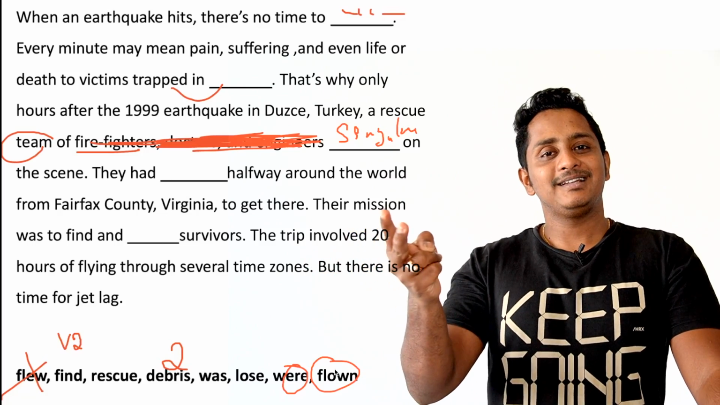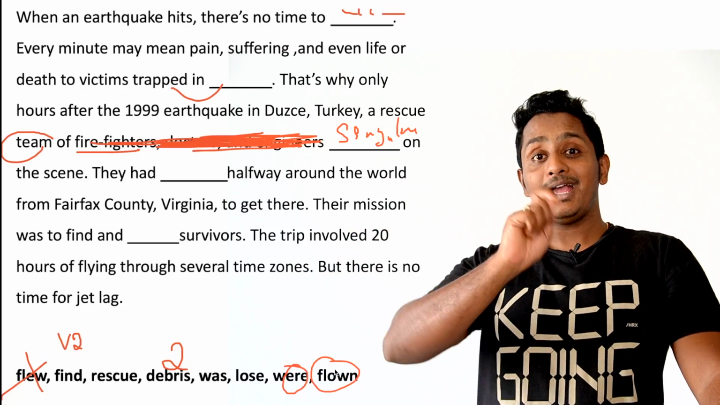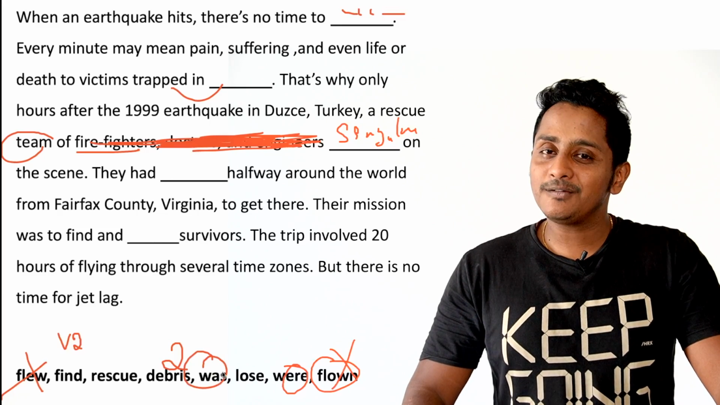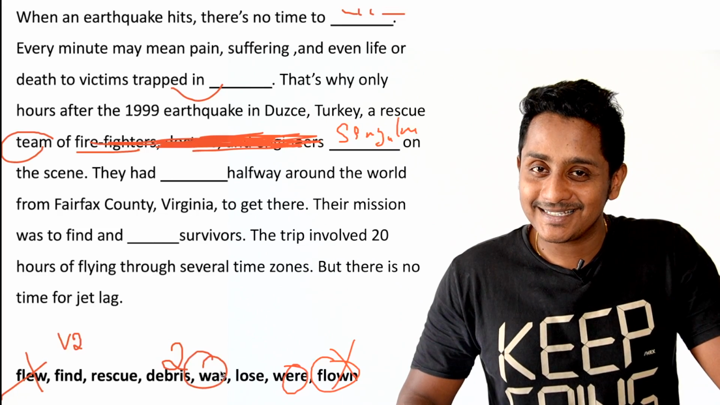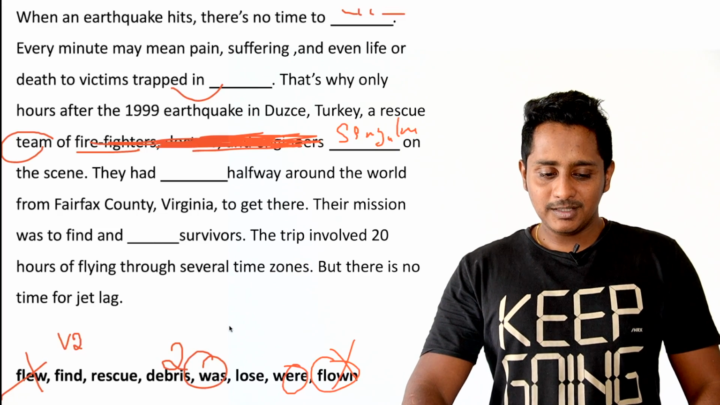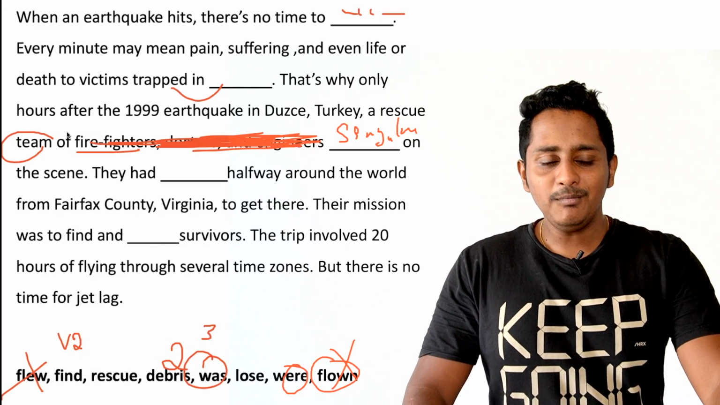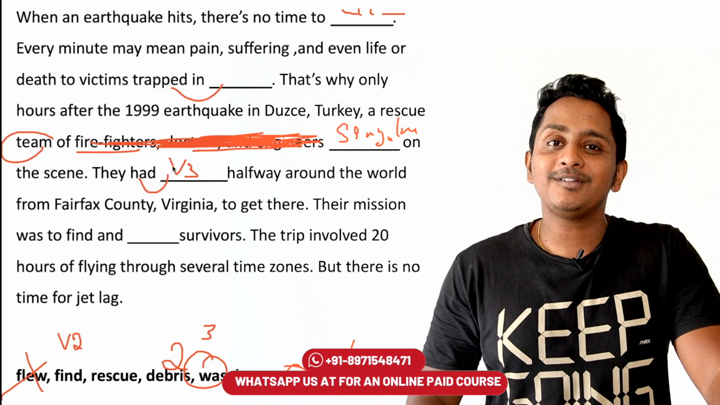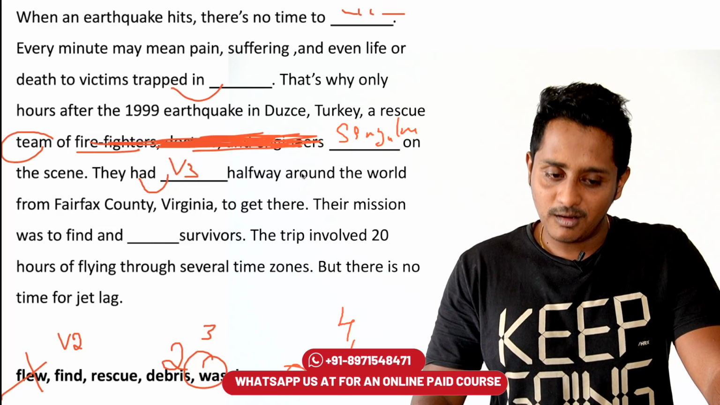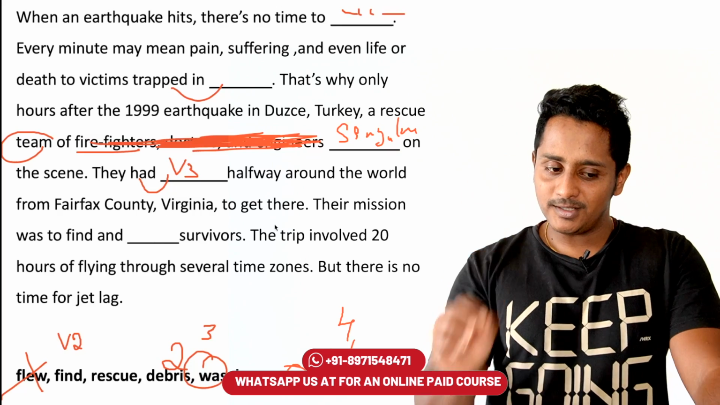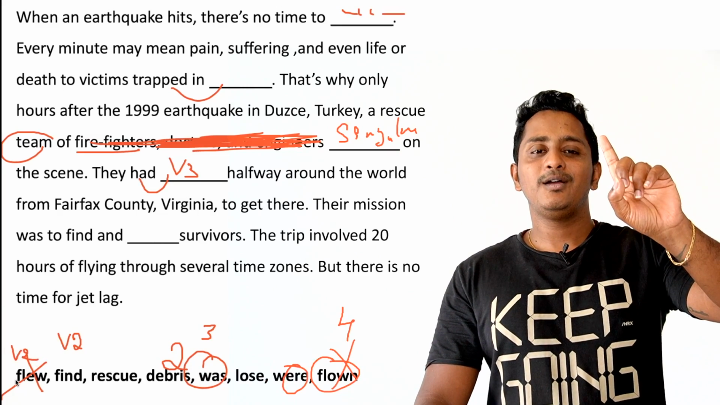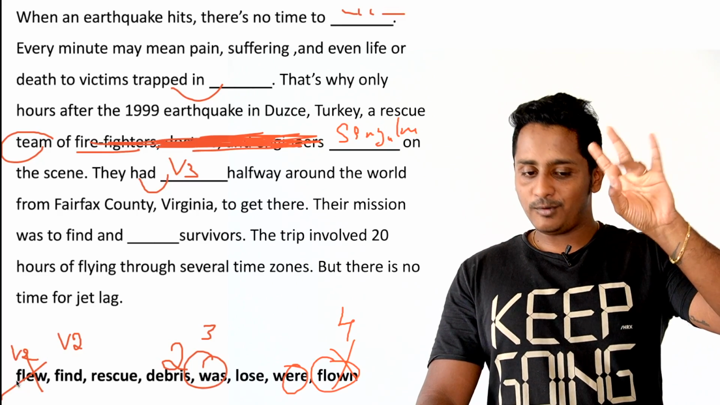It is eaten, not it eaten. I eaten. I have eaten. Hope you are getting it. So flown cannot come. Was or were, as per grammar it should be was. A team is singular. So a rescue team was on the scene. They had, after had in grammar, verb 3 has to come, they had flown. Only one verb 3 is there. Flew is verb 2. It cannot. Flow, fly, flew, flown. Flown has to come.